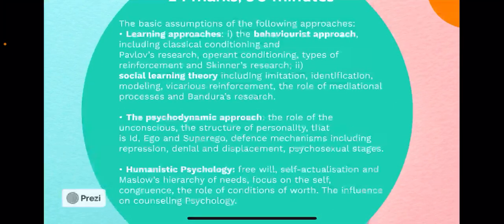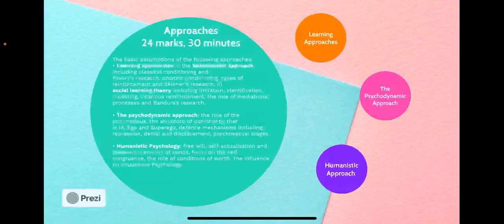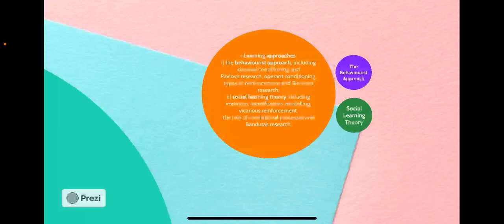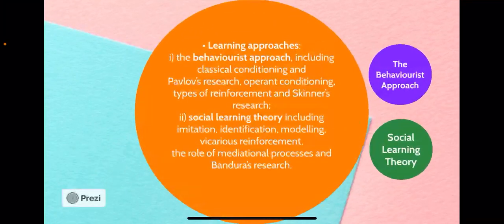The key approaches given to us in the advanced information are learning approaches, which includes the behaviourist approach and social learning theory, the psychodynamic approach, and the humanistic approach. We'll start by looking at learning approaches. There are 2 learning approaches that we need to be aware of.